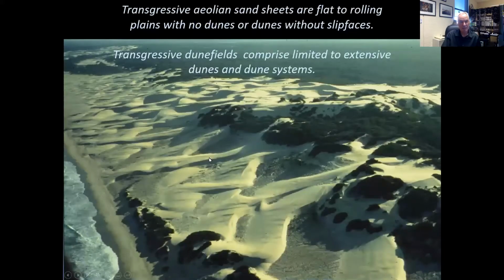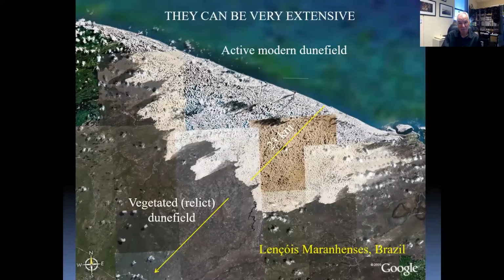They tend to be defined into two types, and one is really like the sheets on your bed. They are rolling plains, largely without dunes or dunes without slip faces, according to the geological definitions. Whereas the dunefields, as you see in the photo here, tend to be dominated by various kinds of dunes, many of them similar to what you would find in deserts. They can be very extensive.